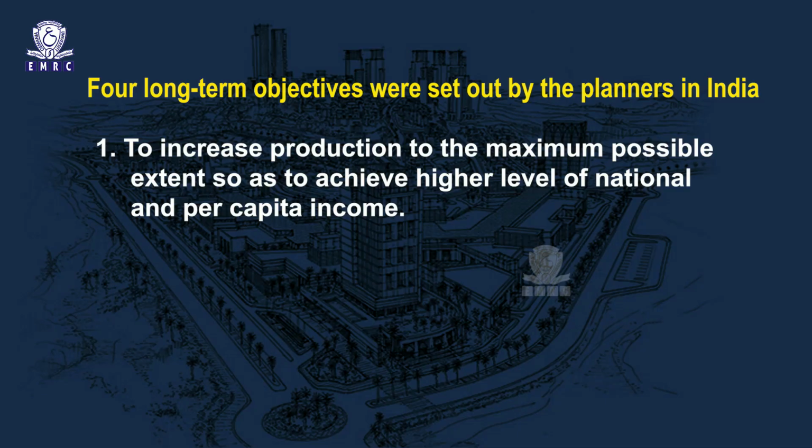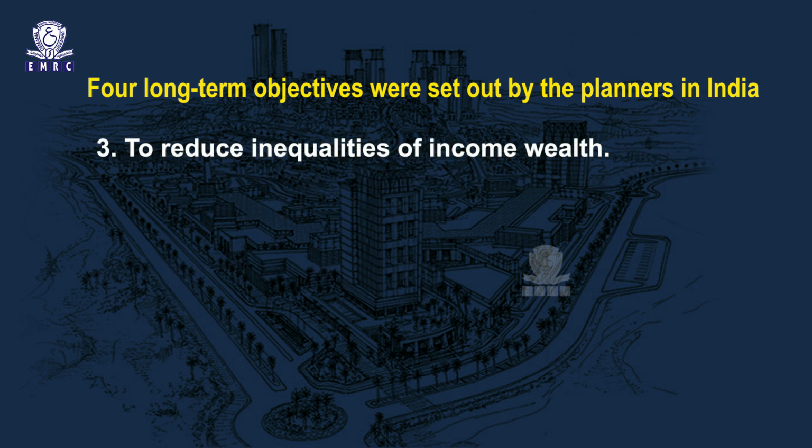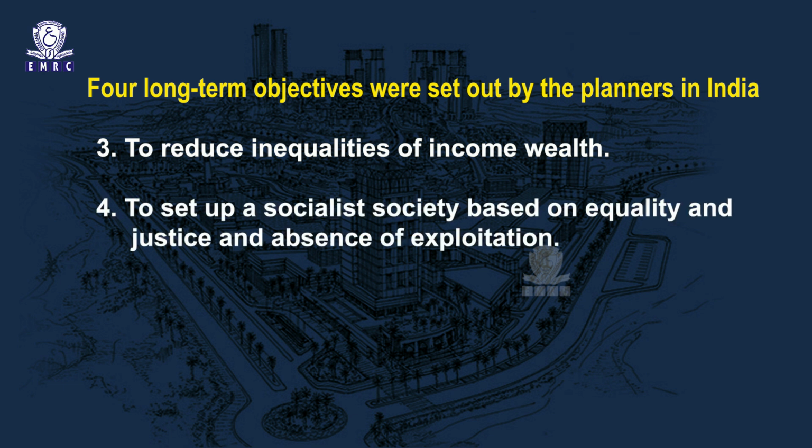4 long-term objectives were set out by the planners in India. They were: firstly, to increase production to the maximum possible extent so as to achieve higher level of national and per capita income. Secondly, to achieve full employment. Thirdly, to reduce inequalities of income, wealth. And fourthly, to set up a socialist society based on equality and justice and absence of exploitation.